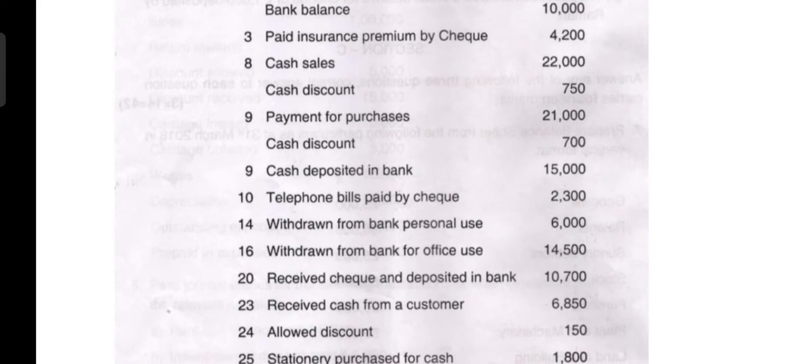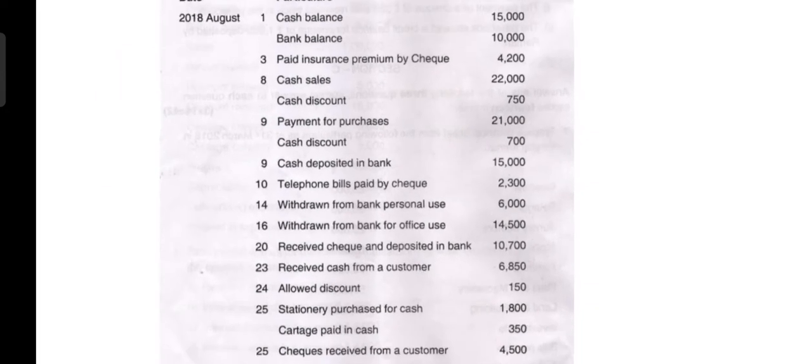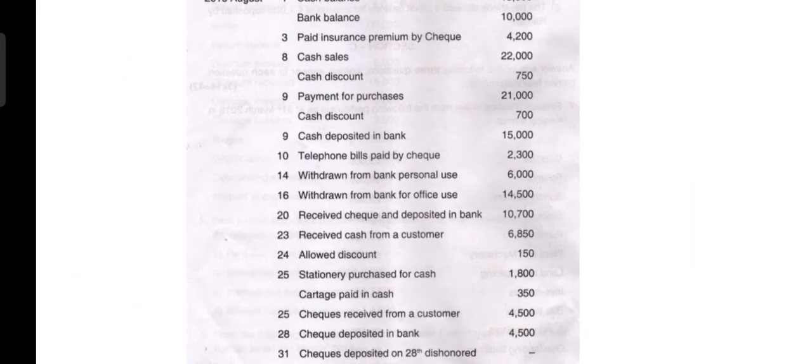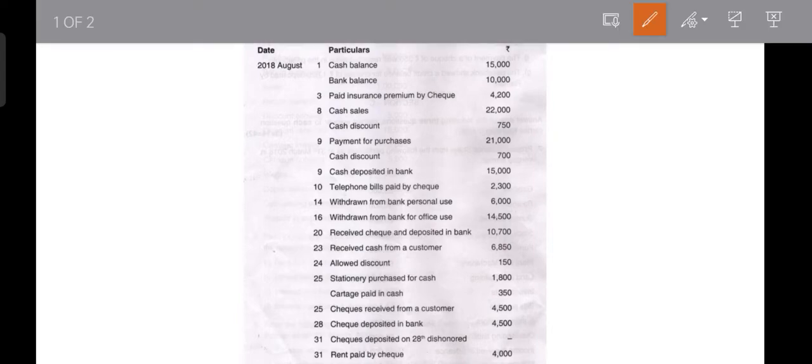We should be a little bit careful at the time of recording these types of transactions, that is cash deposited into the bank or cash withdrawn from the bank. Here cash is not completely going out of the business, it is simply going to our bank. I can withdraw this at any point of time. In the same manner, if you withdraw any amount from the bank, cash is coming into the business, it is not going out of the business.